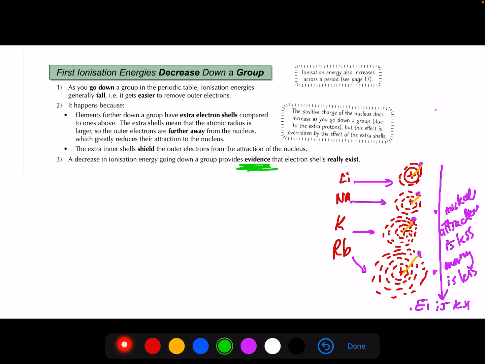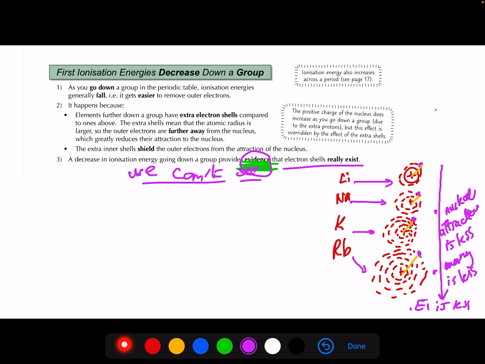And why do we really need evidence for that? Because please note that all of these electrons, all of these shells, we can't see. I'm talking about a dimension where we can't see with our naked eyes, not even under microscopes. That's why we depend on coming up with models and evidences to support these models. So that's an evidence that supports that electron shells really exist.